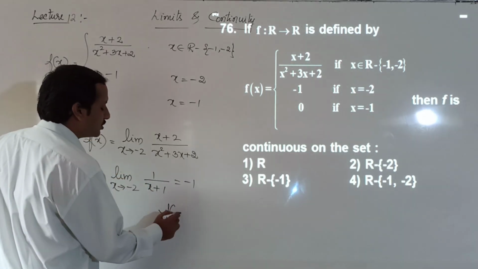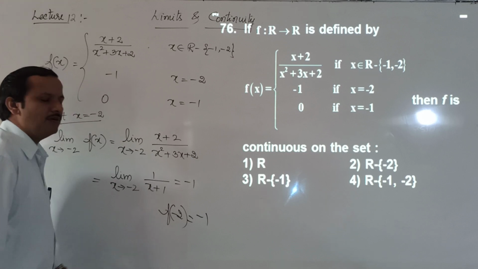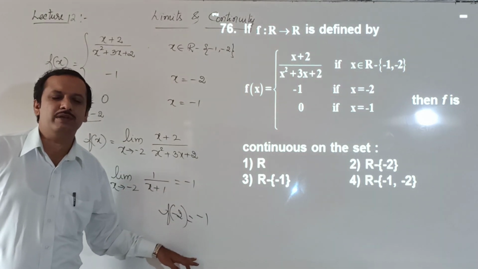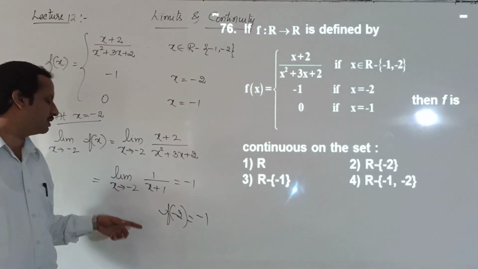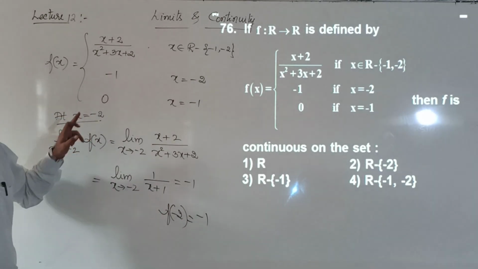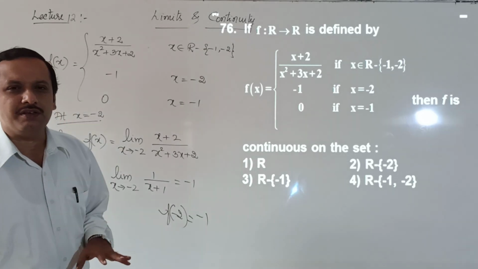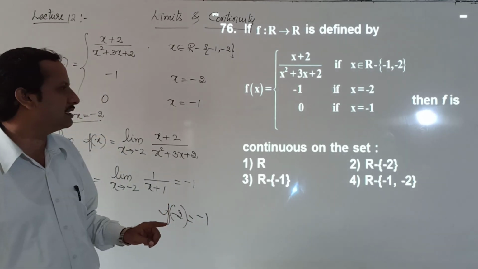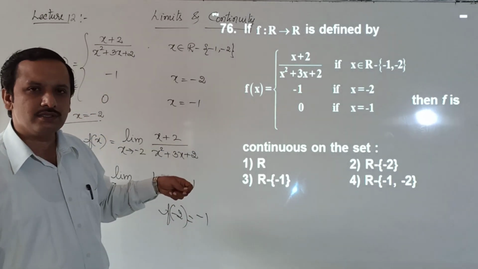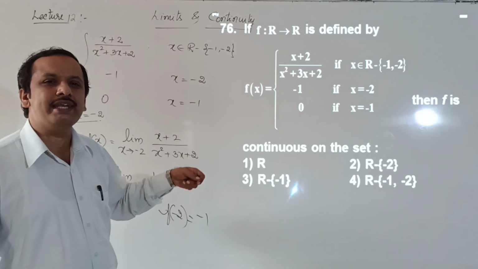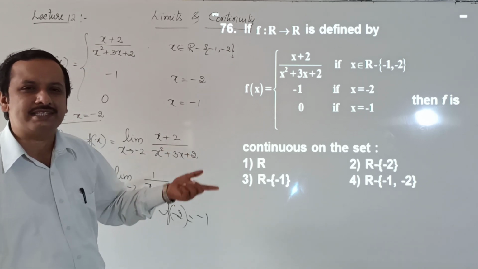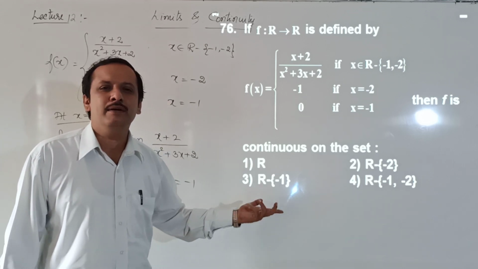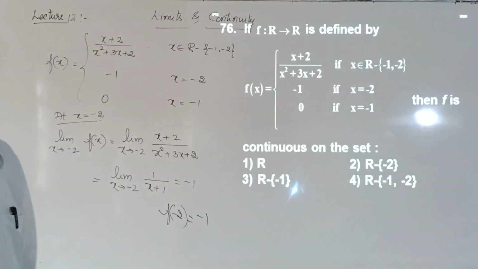What about f of -2? f of -2 is also equal to -1. Limit value is equal to -1 and the functional value is also equal to -1. Therefore, the function is continuous at this point. So from this we observe that it is discontinuous only at -1. Everywhere else it is continuous. So the question is where it is continuous. We have found that at -1 it is discontinuous, everywhere else it is continuous. So everywhere else means set of all real numbers except -1. Okay. Next.